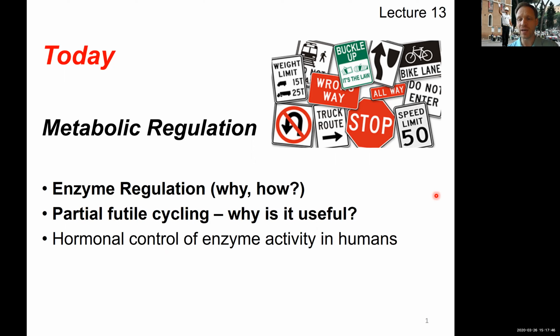How can we regulate all these different pathways, the cooperation between them, and especially how can we have control over the direction of the pathways, for example, whether we want to use glycolysis or gluconeogenesis. So we want to look specifically at enzyme regulation and cycling of pathways through regulation.